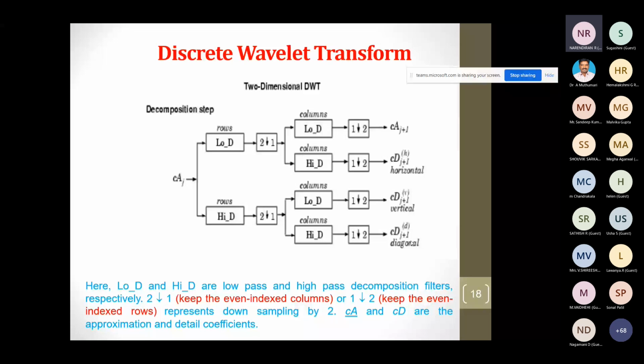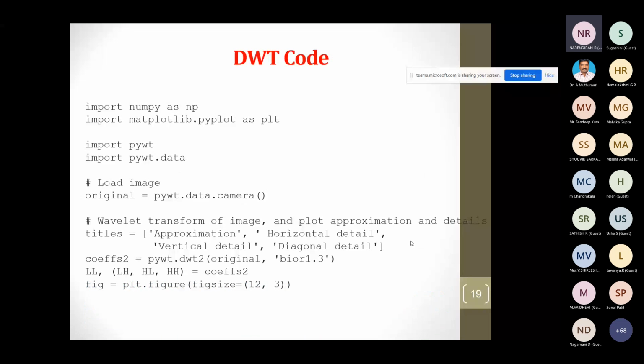Now we want to implement this concept in Python. So I'm going to use NumPy. These first two packages are known to you. Now I'm going to use a new package called PyWT. There are 2 things I'm going to do: import PyWT and data. Why is this data required? The common image formats are available in that.